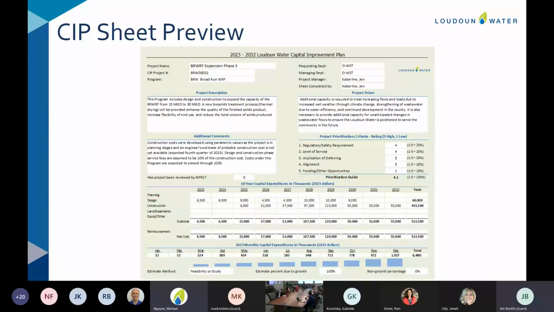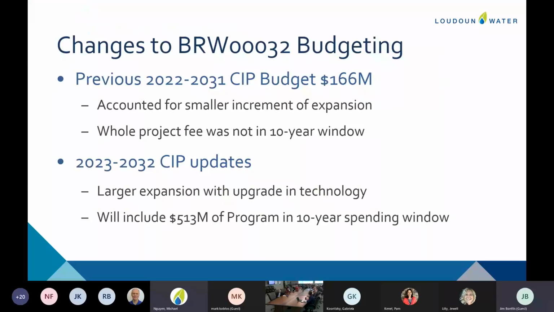So those ramp ups have been gradual, but key items to understand is last year's CIP included 166 million in the 10-year window. So we're making a big jump and pulling that up to 500. But as Carla just described, this is pulling forward infrastructure planning that was further out. So what was previously in the CIP was really covering another small 5 MGD increment of the same, because that's what we knew at the time.